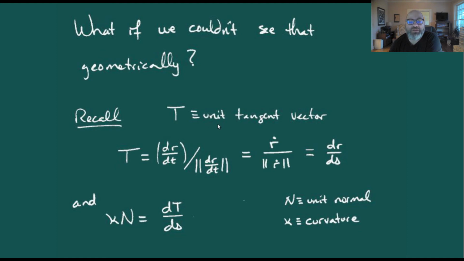Well, we recall that the unit tangent vector is just going to be the normalized derivative of the position vector for the curve. So we've really just got r dot over the norm of r dot, and this was the same thing as dr/ds if our curve was parameterized with respect to arc length. Well, when we took the derivative of that with respect to arc length, so the dT/ds, that's where we got our curvature times our normal vector.